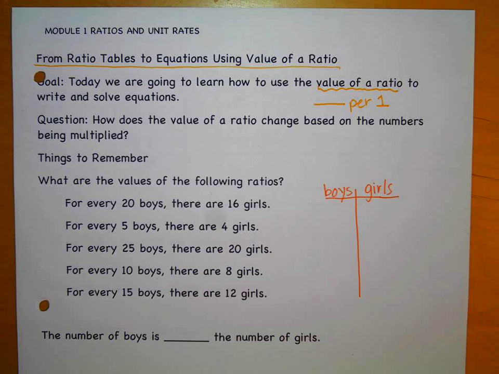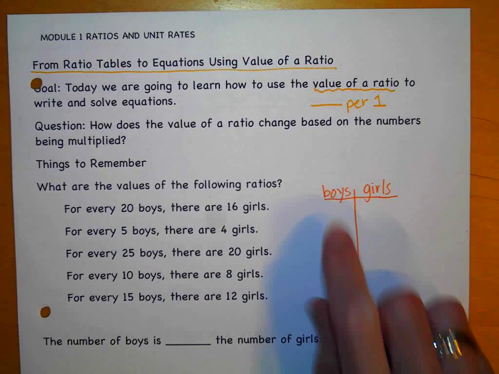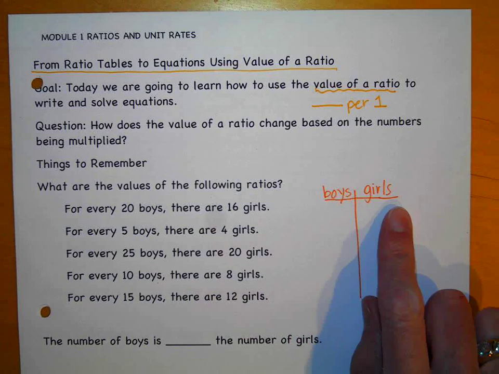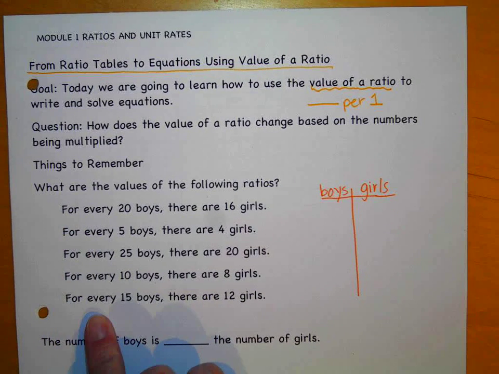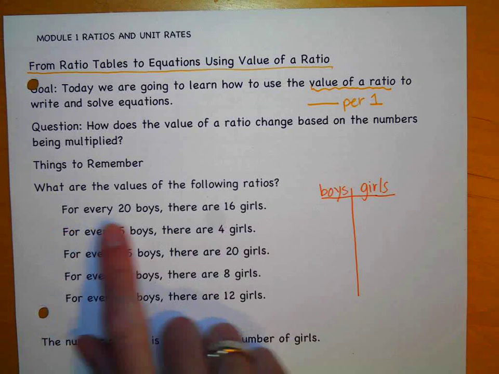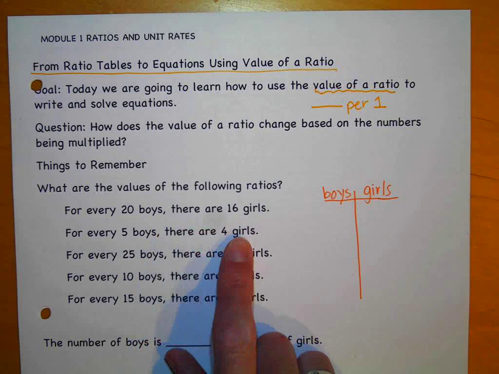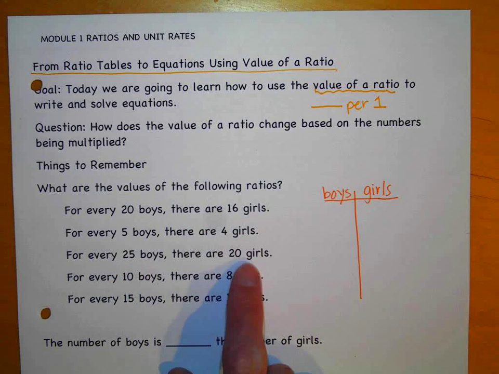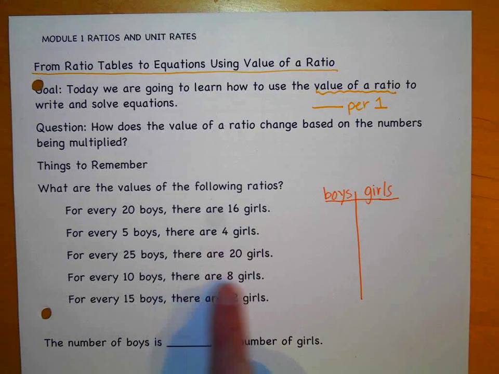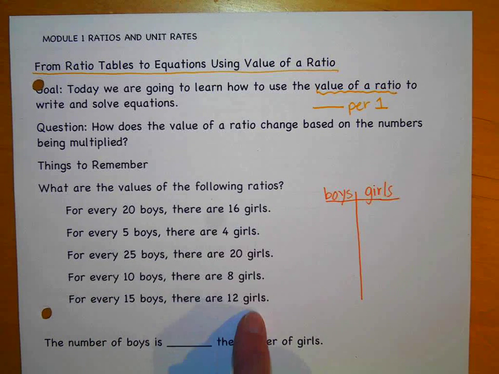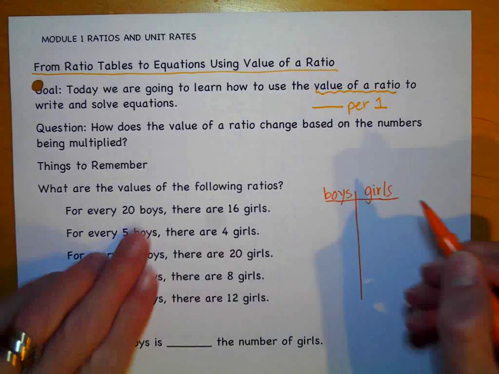Okay, there are some things that we need to remember, and specifically, I would like us to think about how you find the value of a ratio. So we made a little ratio table, because you are now familiar with ratio tables, and we're calling it boys and girls. And then we have a whole bunch of ratio relationships right here. For every 20 boys, there are 16 girls. For every 5 boys, there are 4 girls. For every 25 boys, there are 20 girls. For every 10 boys, there are 8 girls. For every 15 boys, there are 12 girls.